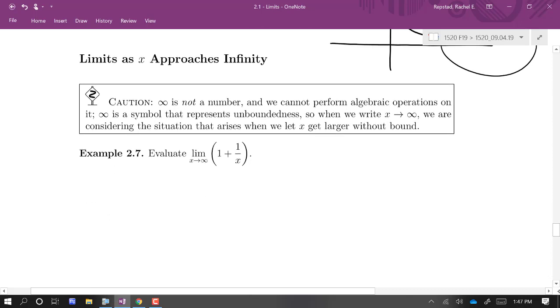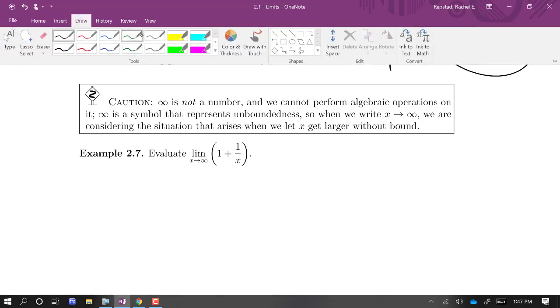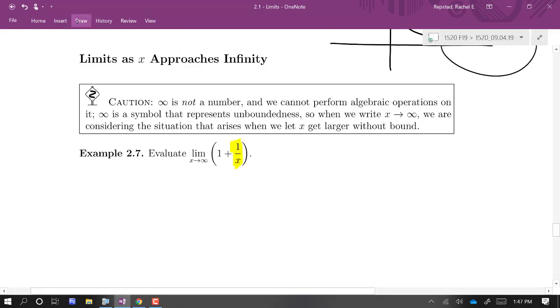We'll start by looking at this particular limit. The limit as x approaches infinity of 1 plus 1 over x. And what I want us to do first is just look at this part. What about 1 over x?